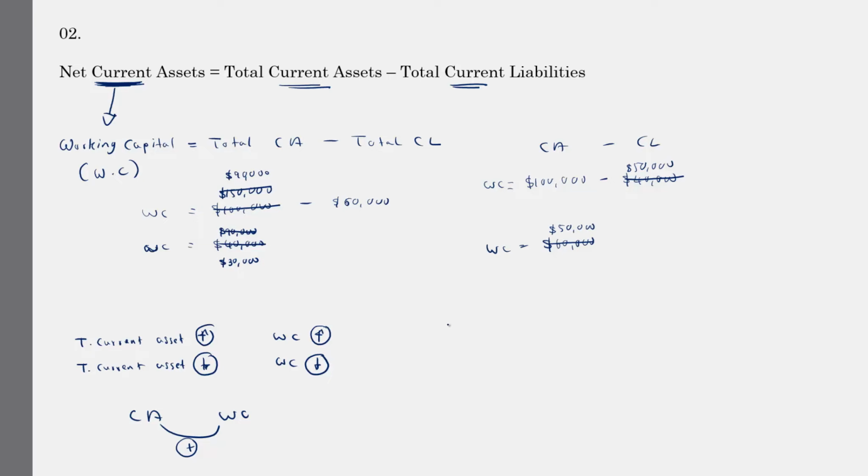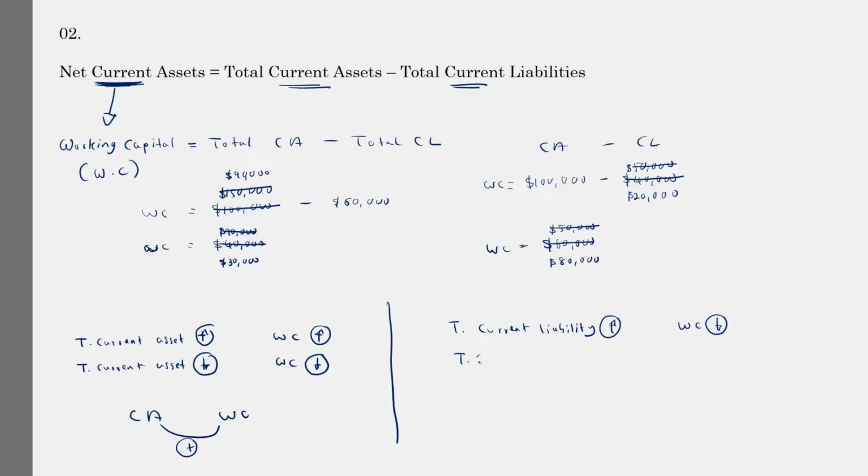So what you have to understand, if your total current liability increases, what will happen to the working capital? Working capital will decrease. Now let's take another example. Your current liability is going down to 20,000 US dollars. So if it goes down to 20,000 US dollars, what will happen to the working capital? Working capital will go up to 80,000.